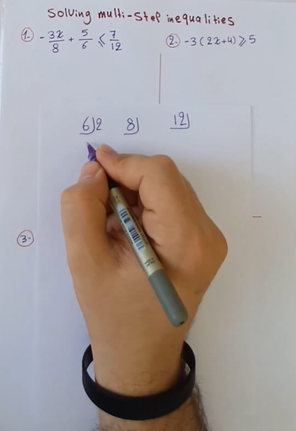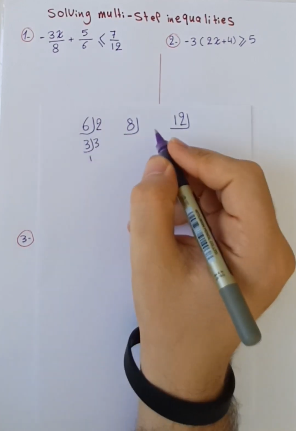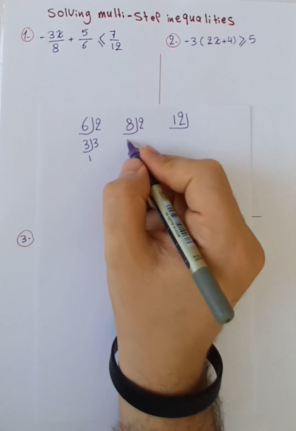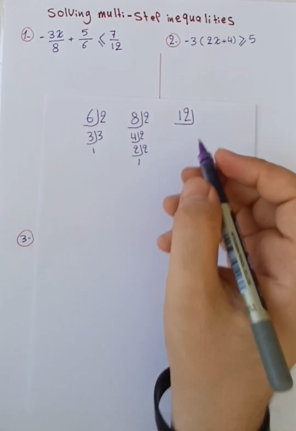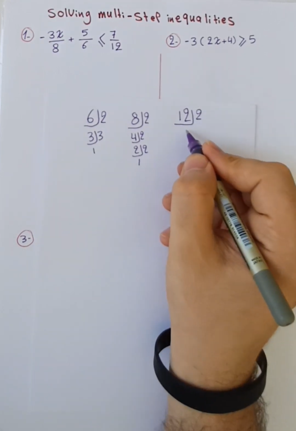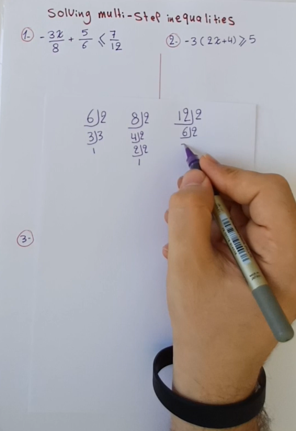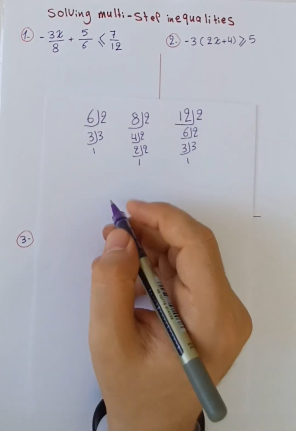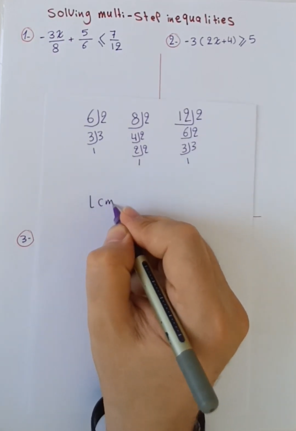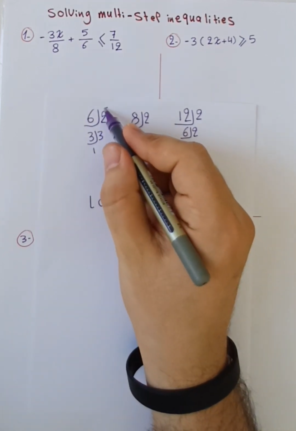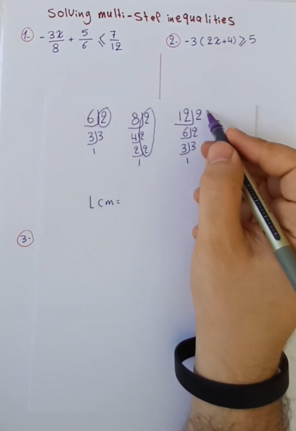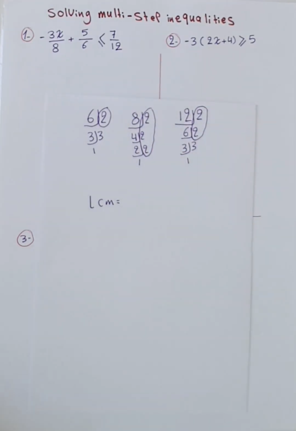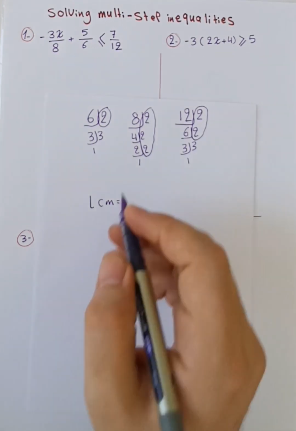6 divided by 2 is 3, 3 divided by 3 is 1. 8 divided by 2 is 4, 4 divided by 2 is 2, 2 divided by 2 is 1. And then 12: 12 divided by 2 is 6, divided by 2 is 3, divided by 3 is 1. So for 6 we have one 2, for 8 we have three 2's, and for 12 we have two 2's. For the least common multiple we have to take the most repeating numbers.